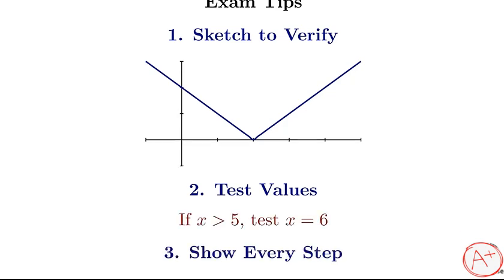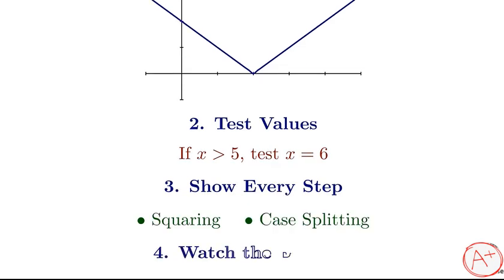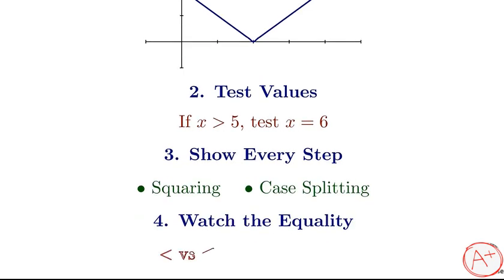Cambridge examiners look for a clear logical flow. Explicitly show the squaring of both sides, or the split into two cases. This ensures that even if you make a small calculation error later, you can still pick up method marks. Check if the original question uses less than or equal to. Students often lose a mark by using the wrong boundary symbol in their final answer.